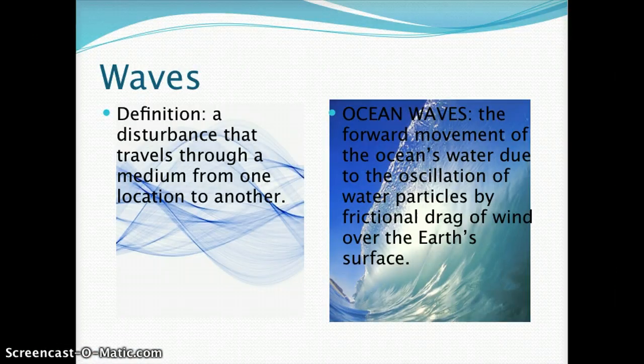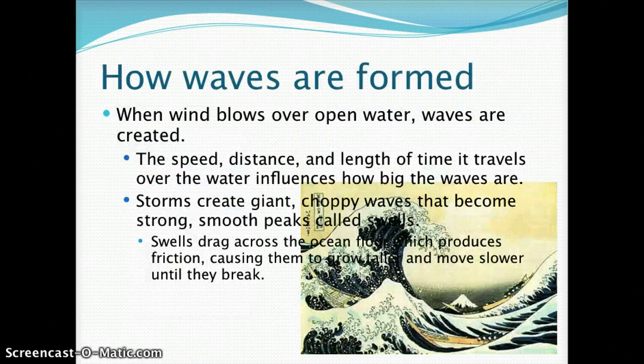It's nice. Okay, so the definition of a wave is a disturbance that travels through one medium from one location to another. However, an ocean wave is a forward movement of the ocean's water due to the oscillation of water particles by frictional drag of wind over the Earth's surface. So if you have a lot of wind, you have a lot of waves. Easy as that.